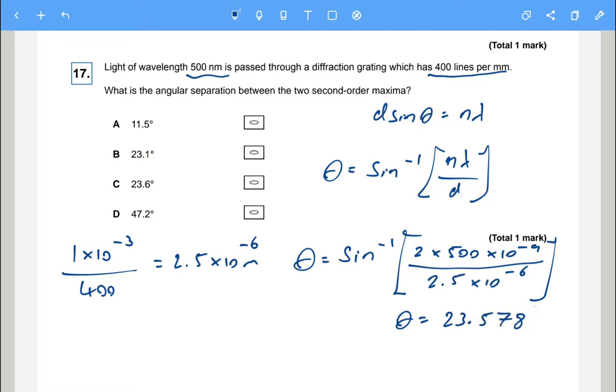Obviously, you would never give an angle to that level of precision, or that many significant figures. However, we've got to times that value by 2 because we're going from the second order to the second order. And if we use that full number, that rounds to 47.156, which is 47.2 degrees. So 47.2 degrees, which correlates with D. Hopefully that one went okay. Let's move to the next one.